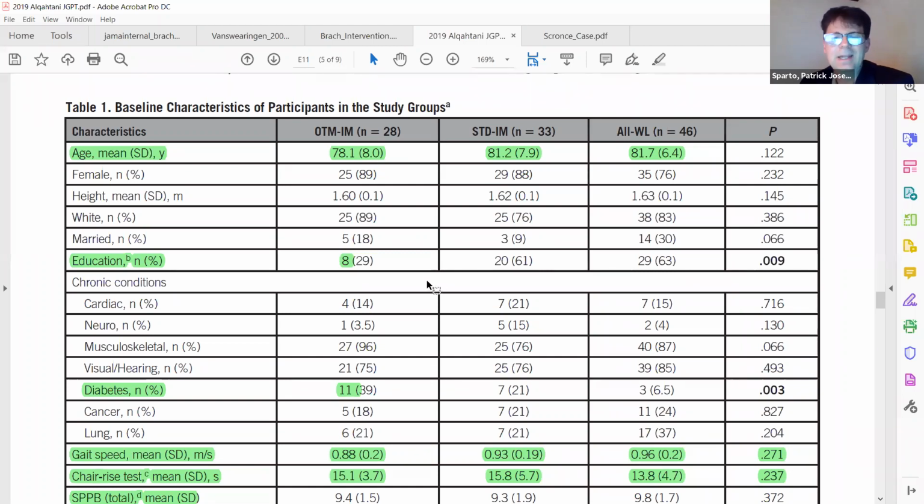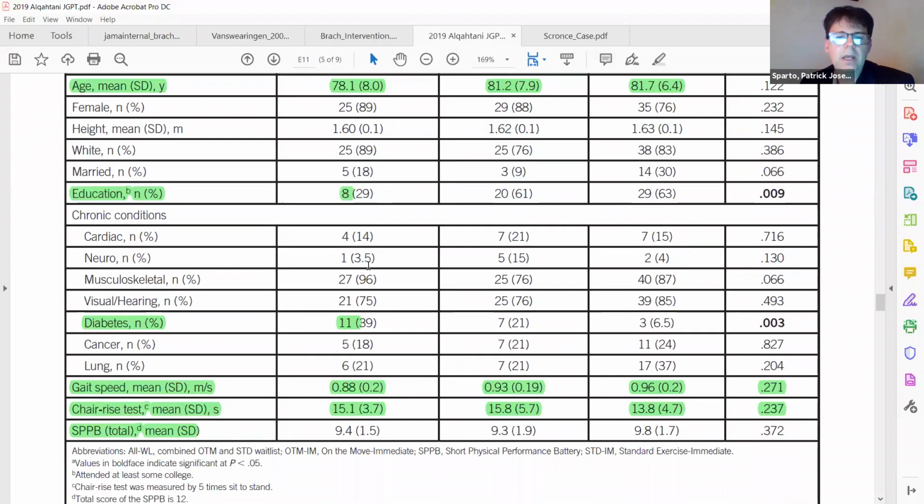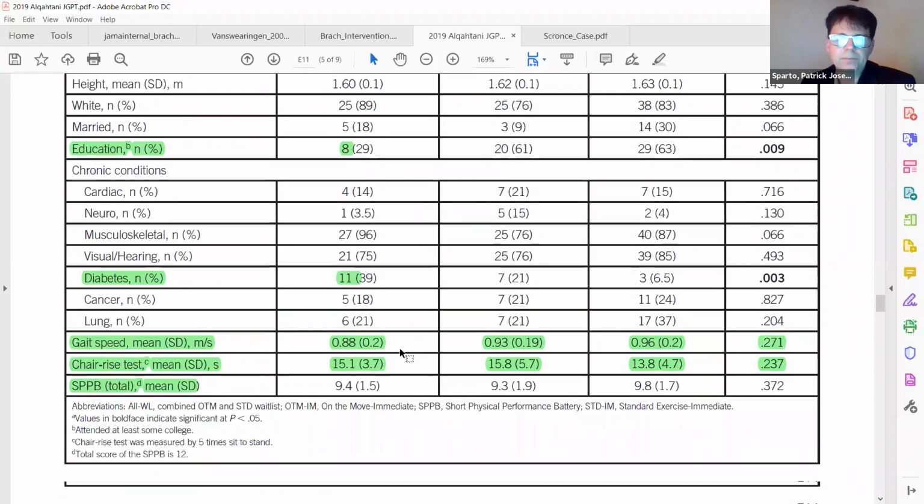The only things that differed across the groups were in education, where the On the Move group had fewer people who were college educated, and also the On the Move group had a larger percentage of the sample who had type 2 diabetes.